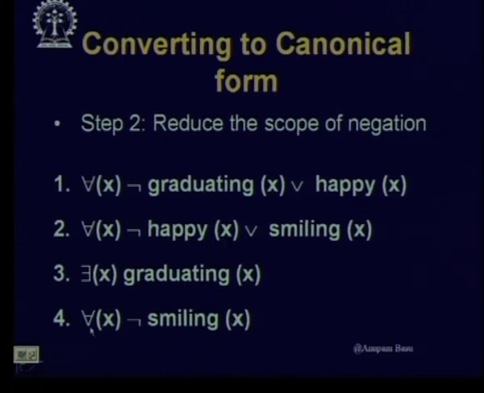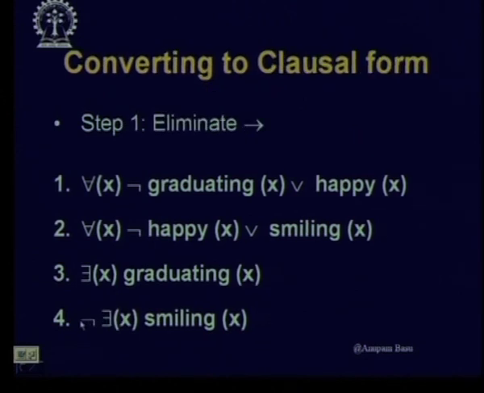However, just compare the earlier clause number 4 and the present clause number 4. Here, the scope of negation was over this quantifier as well as this predicate. Now, I want to push this negation as close as possible to a particular predicate. So, negation of the existential quantifier is a universal quantifier.